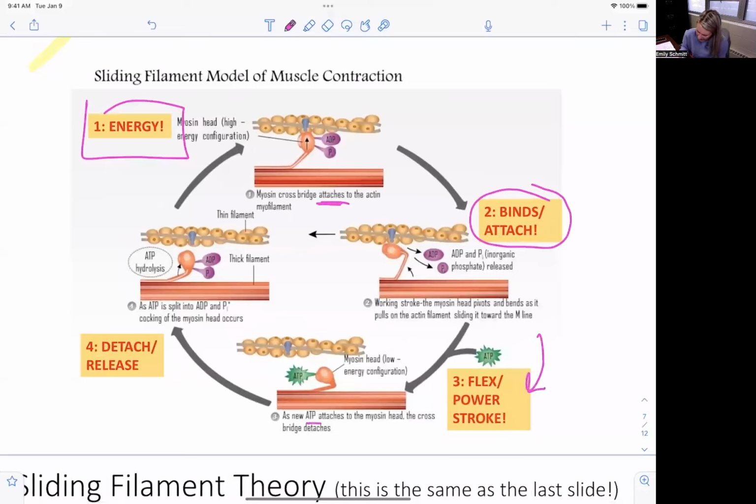And so this allows ATP to attach to the myosin head. The cross bridge detaches. So we have this detach and release. And then ATP is split into ADP and Pi. Cocking of the head of the myosin occurs. And then if there is enough calcium available, we can repeat this process again.